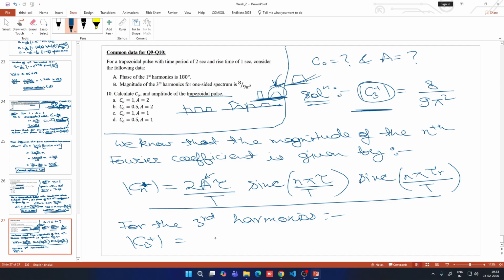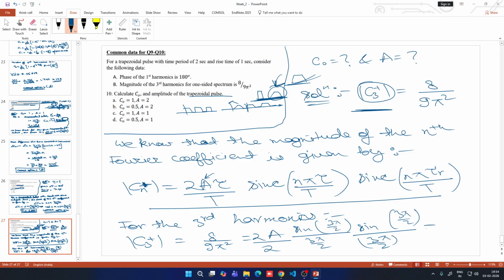C3 is given as 8 by 9 pi square, and in the formula, 2, A we don't know, tau is 1, capital T means the period of this periodic signal is 2, and for sinc, I am writing sine 3 pi by 2 divided by 3 pi by 2 into sine 3 pi by 2 divided by 3 pi by 2, and when we solve this we will get 4A by 9 pi square.